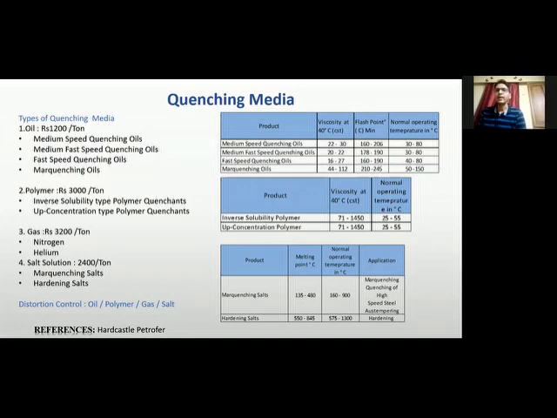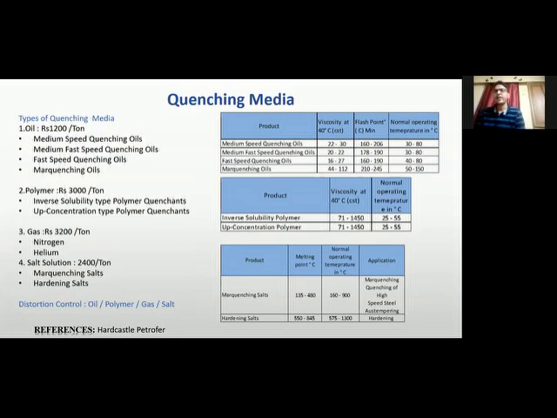That is oil, polymer, gases, and salt solution. Normally, oil consumption per ton is 1,200 rupees, and as compared to polymer, it is 300 rupees per ton. Gas consumption is around 30 to 100 per ton, and salt solution is 20 to 100 per ton. There are 4 types of oils available for quenching. That is medium speed quenching oil, medium fast speed quenching oil, fast speed quenching oil, and mar quenching oils.